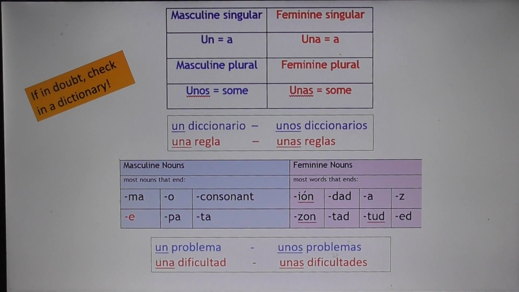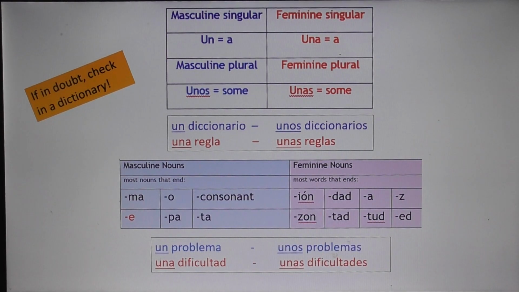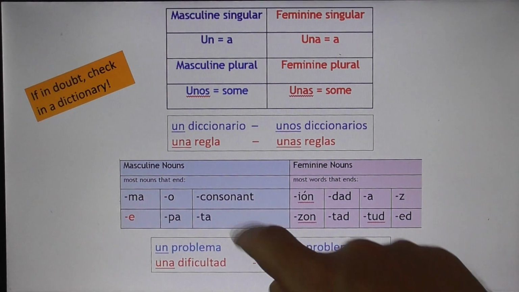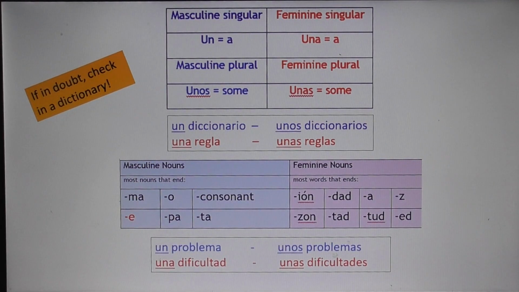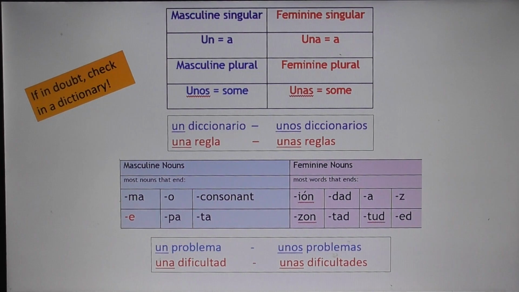However, some nouns don't end in an O for masculine or an A for feminine. I've tried to put together here for you some general rules, although they're not always 100%. So nouns that end in a TA, a PA and so on tend to be masculine, and nouns that end in ION, DAD, etc. tend to be feminine. If in doubt, always check in a dictionary.